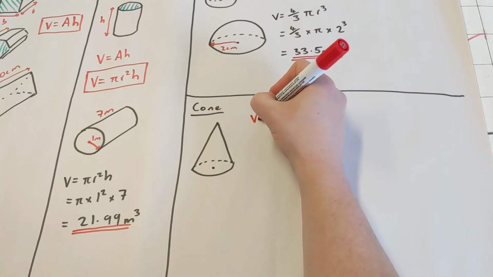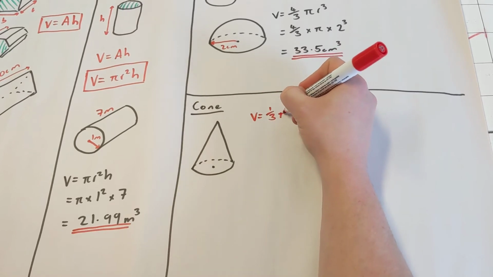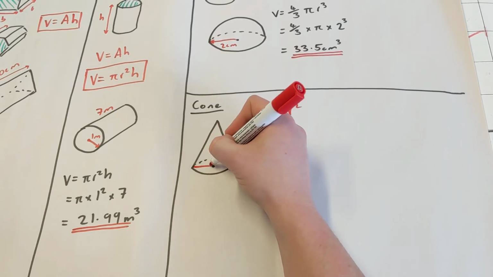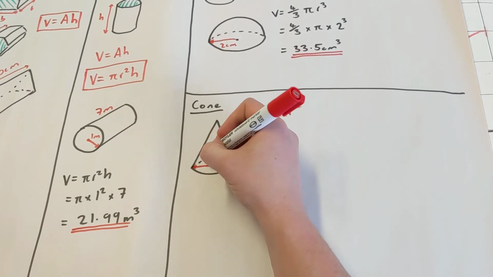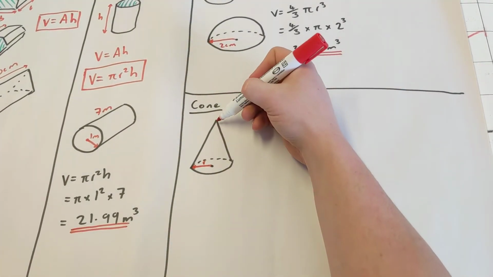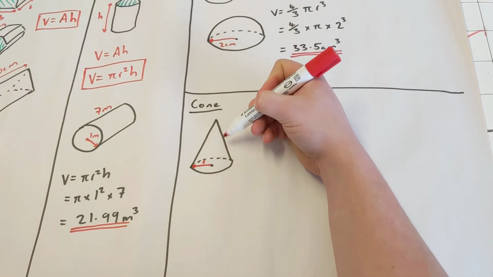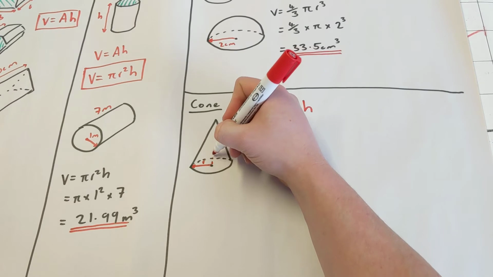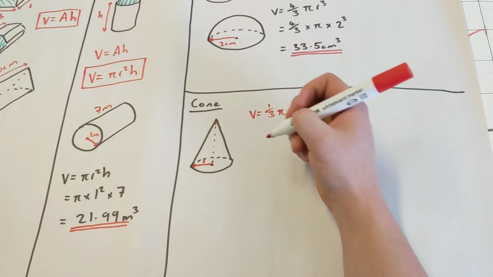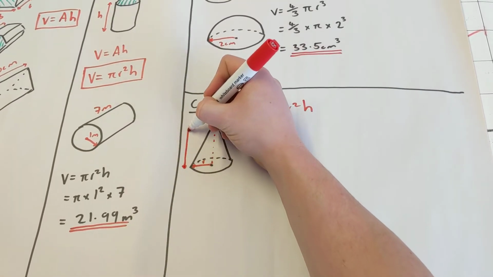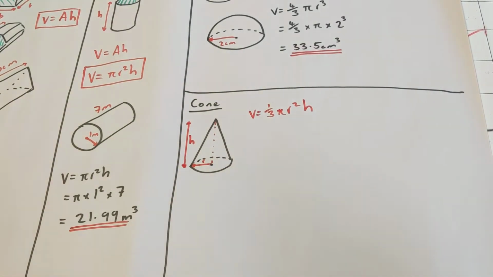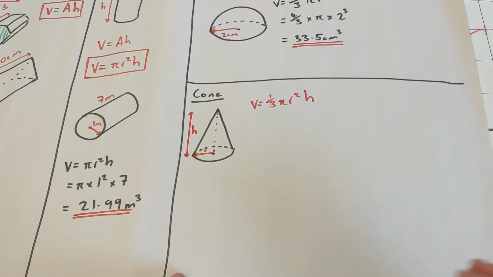And so the volume of a cone is 1/3 times pi times the radius squared. So again, remember, the radius is from the middle of the circle on the bottom to the edge, times the height of the cone. And the height is not how long the sloping side is, okay? The height is this bit up the middle. So quite often it might be drawn next to the cone, like that. That's your height.